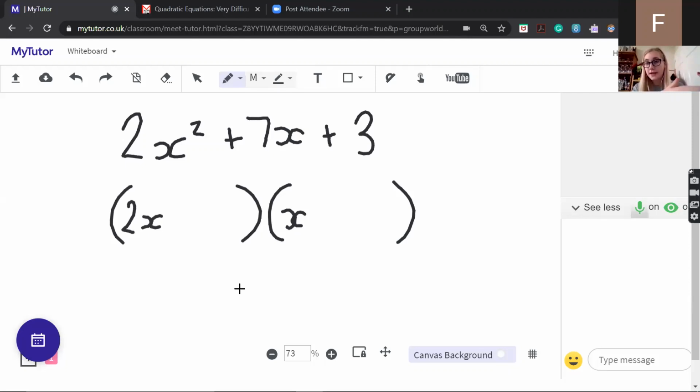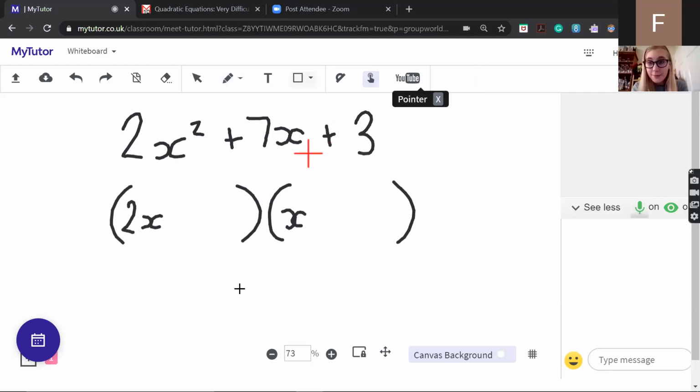Now we'll think about the signs again. It's always the same process. Brackets, x's, signs, numbers. I was wondering if there was some sort of thing to remember that mnemonic, but maybe not. So now we look at what signs we want.